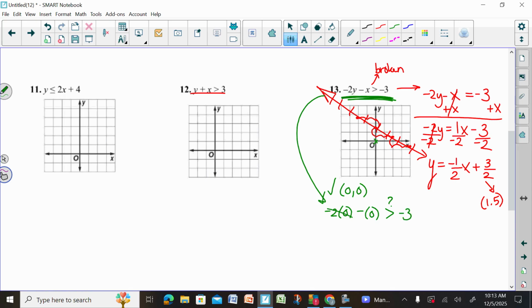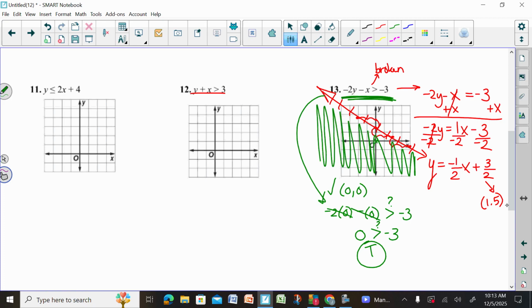Negative 2 times 0 is just 0. Minus 0 is 0. This whole left side simplifies to 0. Is 0 greater than negative 3? That is true. 0 is greater than negative 3. So where (0, 0) is, that's a solution. It's below, so that means all of the ordered pairs below would work. If you don't believe me, try some more points. Try the points in the opposite region and you'll get a false result. Okay, I didn't get any false, but false just means you shade opposite.